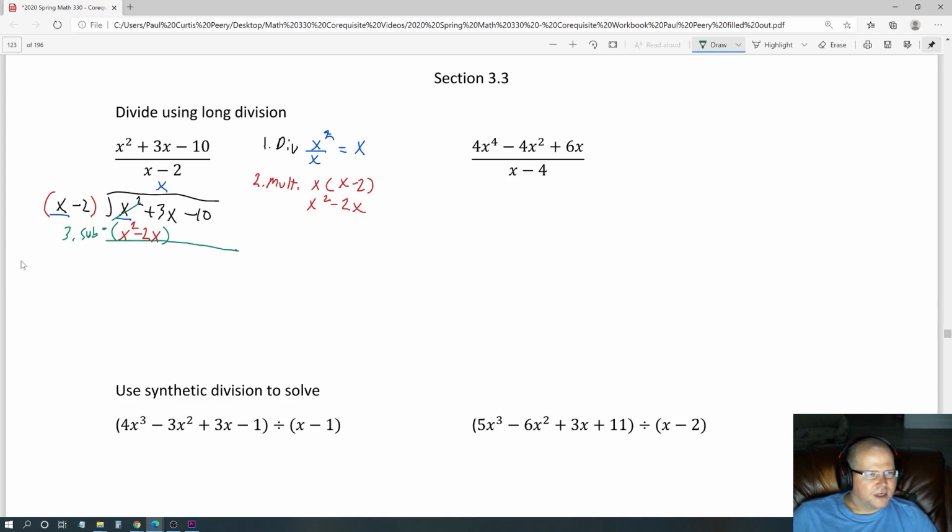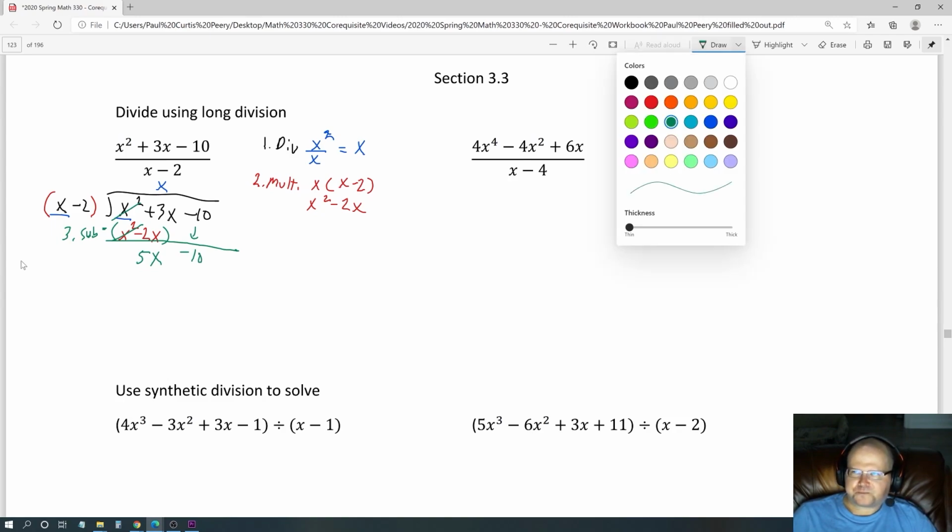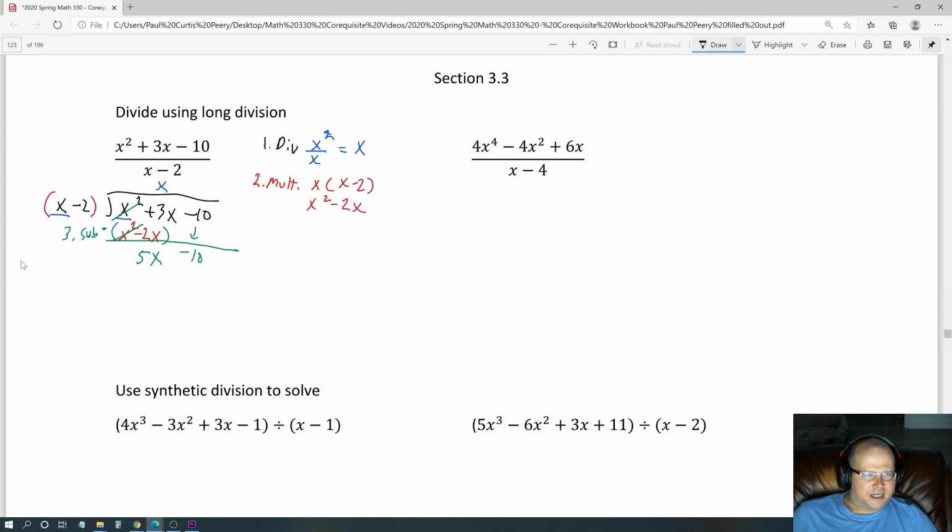All right, so x squared cancels out with x squared. Then we have 3x minus negative 2x, which is the same as 3x plus 2x. So 3 plus 2 is 5x. And then we bring down negative 10. All right, excellent. So now we are going to be dividing again. We repeat the process. Divide. And I'll even use the same colors right there.